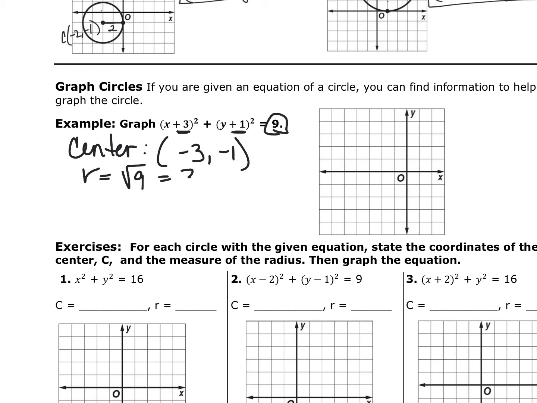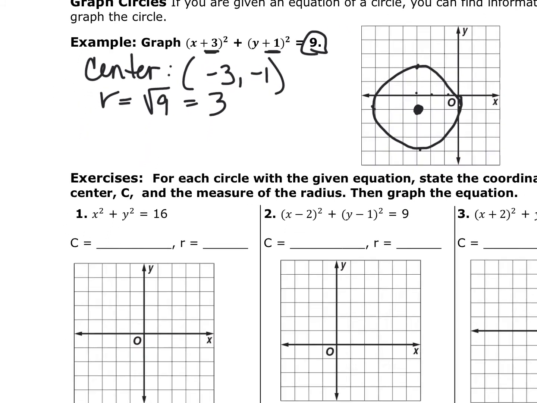So now I plot my center, -3, -1, and I have a radius of 3. So if I put points, at least 4 points here, oops, not there, 1, 2, 3, then I might be able to draw a pretty decent circle, maybe. And there's the graph of the circle.